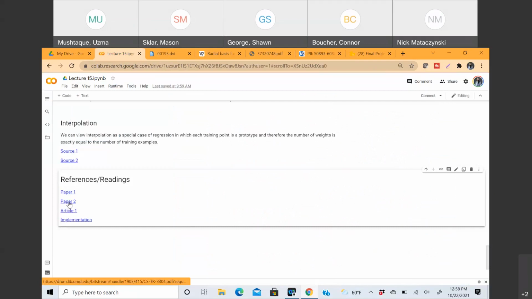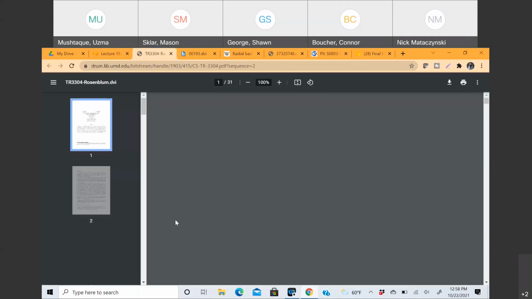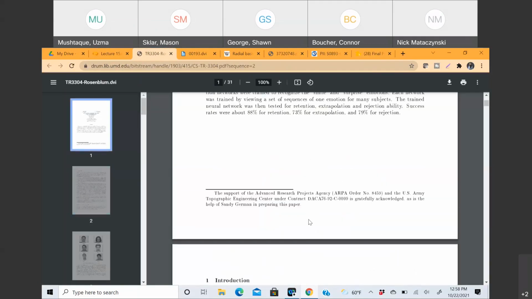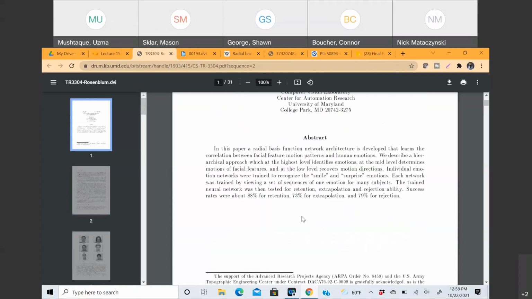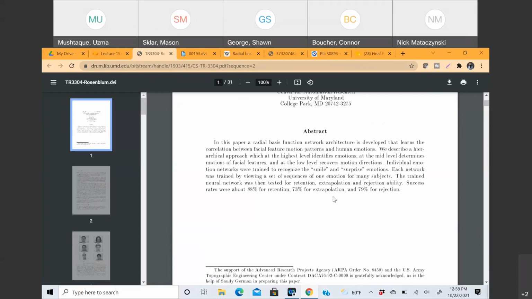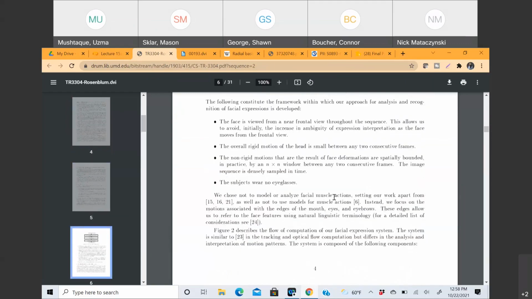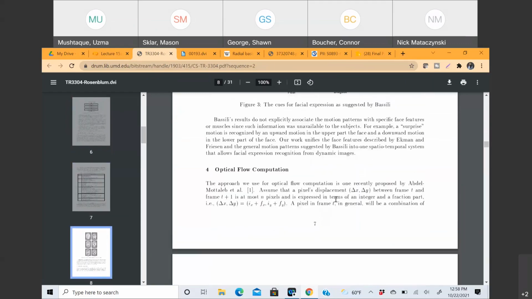But this second one, I think, had an interesting application. They're using a radial basis network architecture to learn the correlation between facial pictures and their patterns. So they're actually combining radial basis functions with another network. I'll just jump to the part where they have done something interesting.